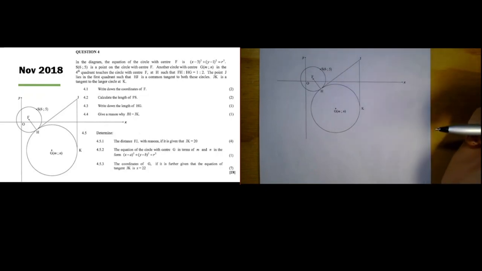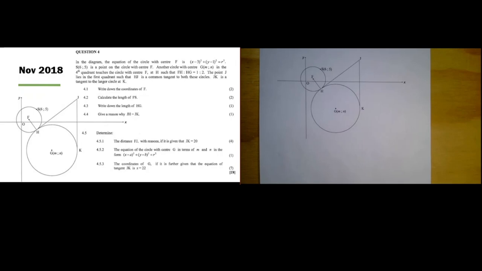And they give me the equation of the circle. So F is (x − 3) squared plus (y − 1) squared equals r squared. They haven't given me the radius. S, the coordinate (6, 5), is a point on the circle with center F.